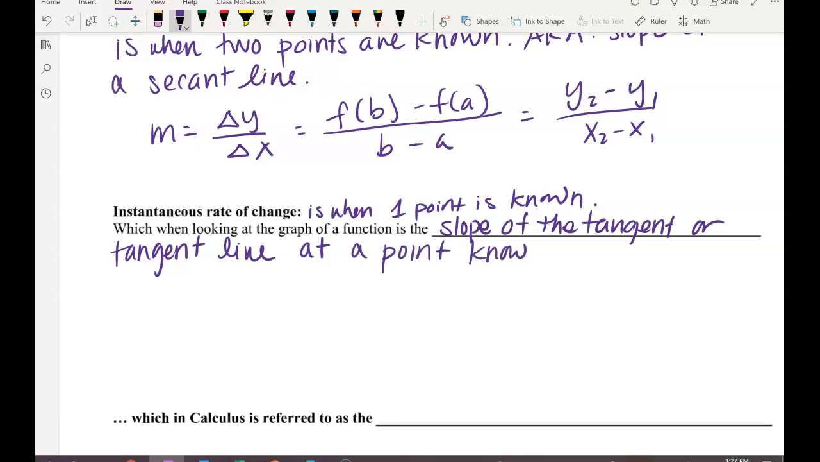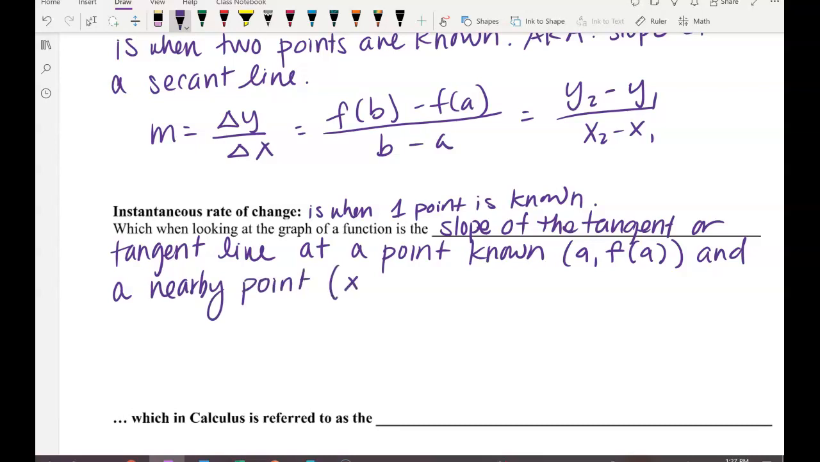Okay, so tangent line at a known point, let's call it a, and the y value would obviously be f of a, and a nearby point. Let's say that we don't know where that is, so we will give it an unknown x. That means its y value will be f of x. So we have 2 points here: 1 point that's given to us, and remember, we picked a nearby point, let's call it x, comma, f of x.